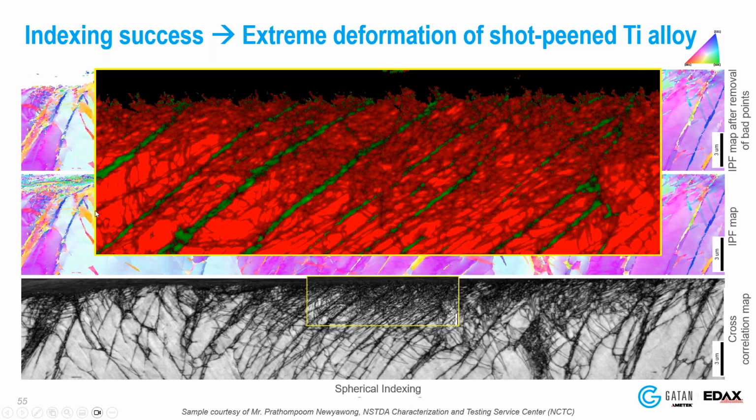We can actually trace the beta titanium lamella that are going through this shot peen surface all the way to the surface. So that is something that with the Hough indexing just was not possible. But when you save the patterns, run it through spherical indexing, we can do it.